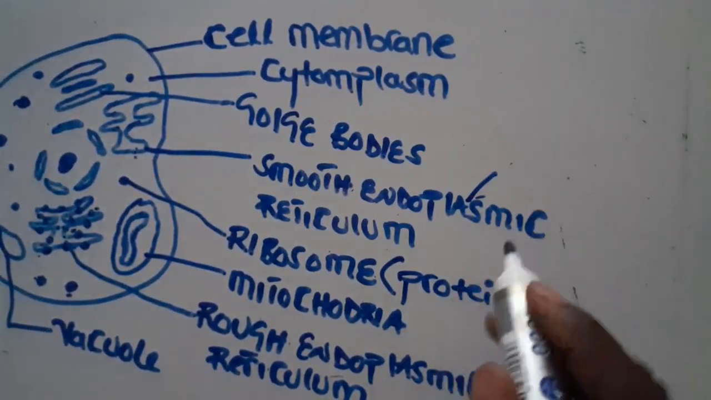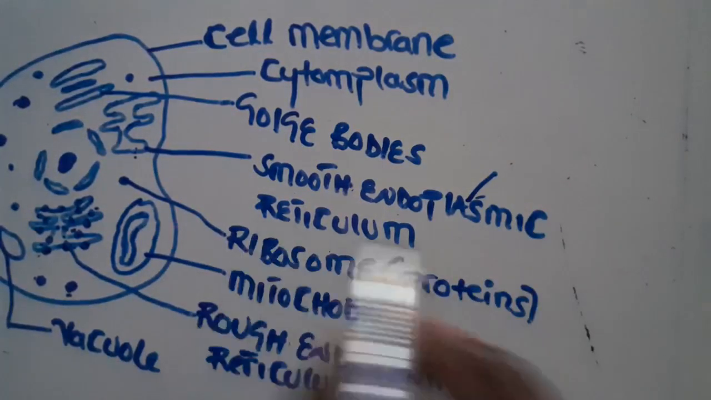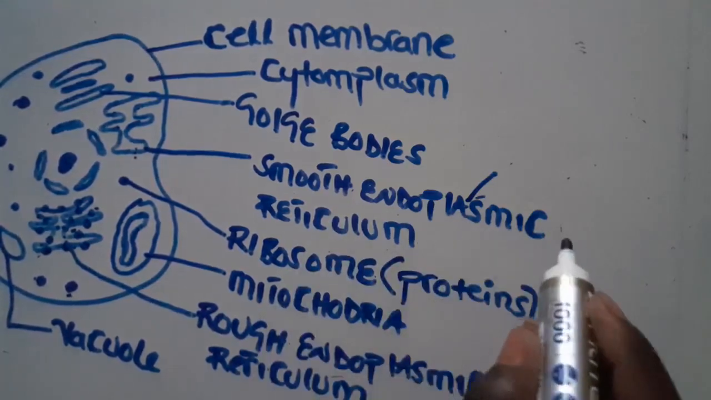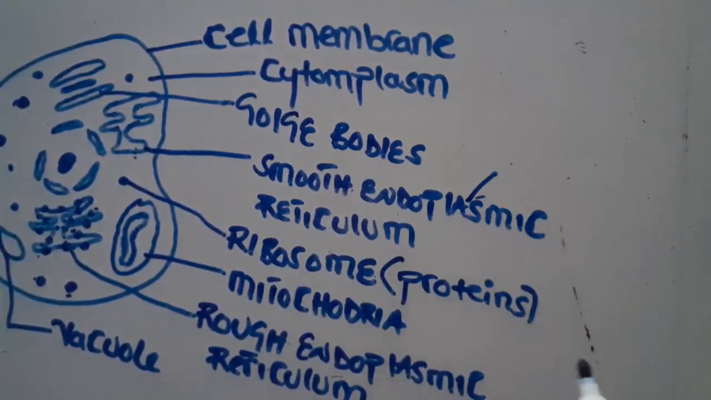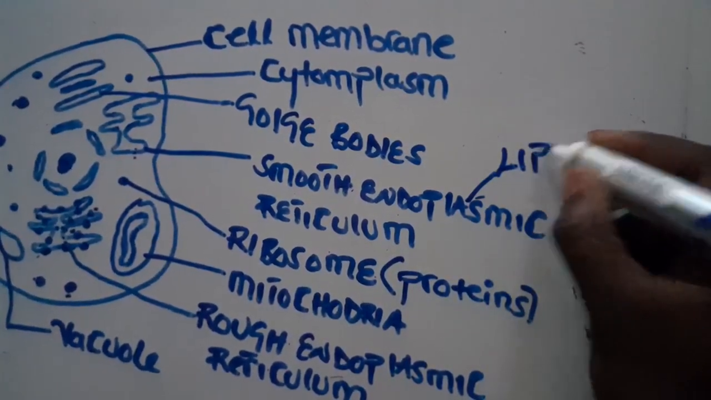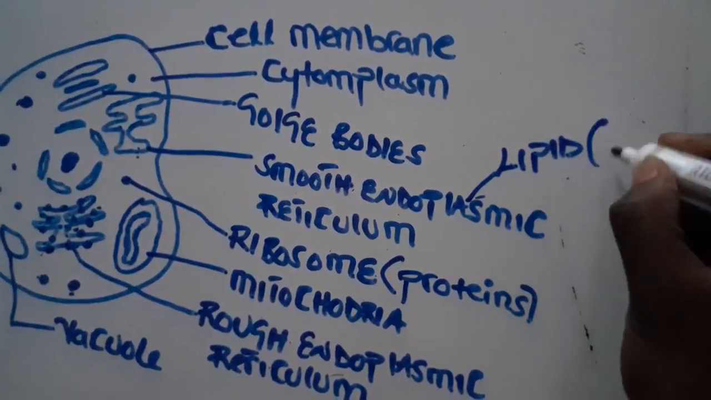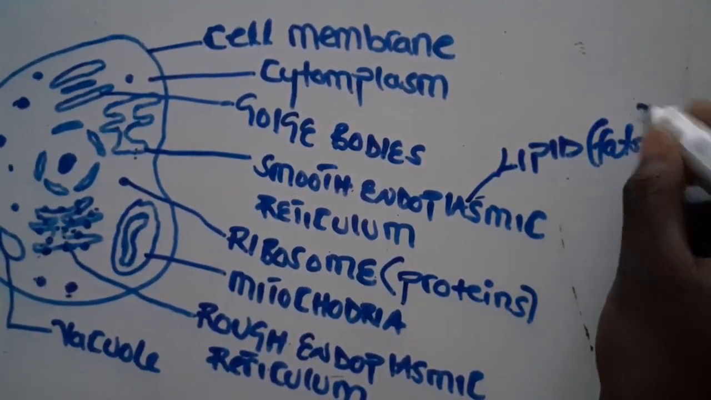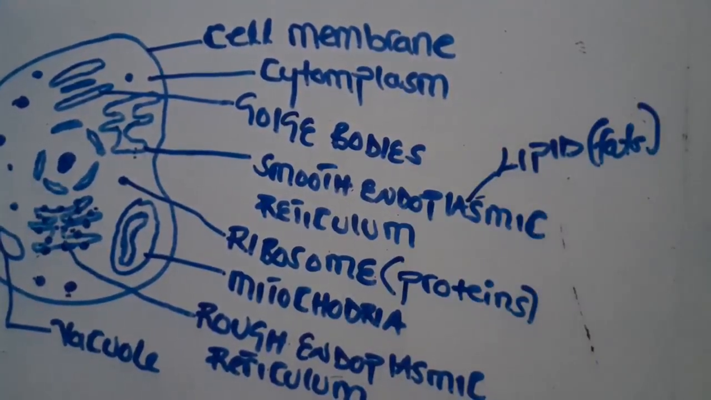In other words, it does not contain ribosomes and does not produce proteins. Rather, it produces other substances such as lipids, which are called fats. And we know that the function of the lipids is to regulate the thermal temperature, just to maintain the temperature of a cell. That is the function of the lipids.